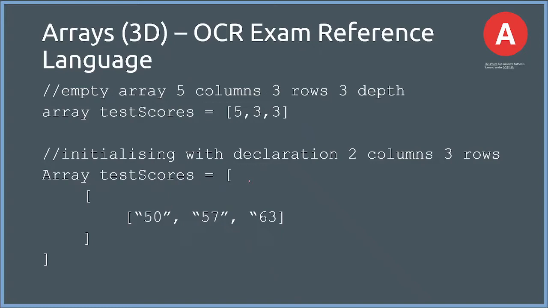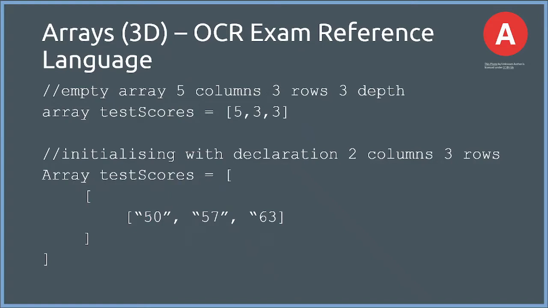So you can see here an empty array of 5 columns, 3 rows and 3 depth. So you can see here I've put array test scores 5, 3, 3. 5 people, 3 tests, 3 scores. So initializing with declaration of 2 columns, 3 rows and also 3 depth, you can see I've got this here.